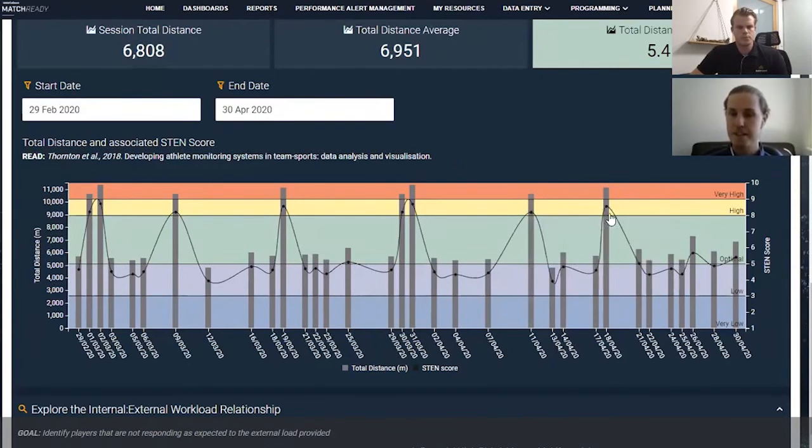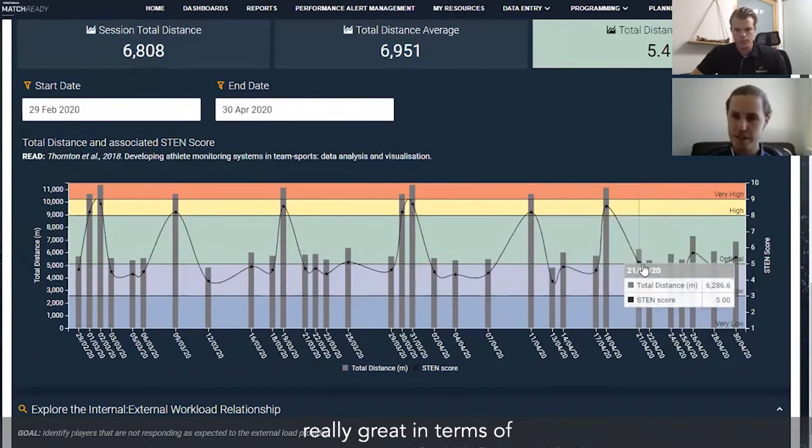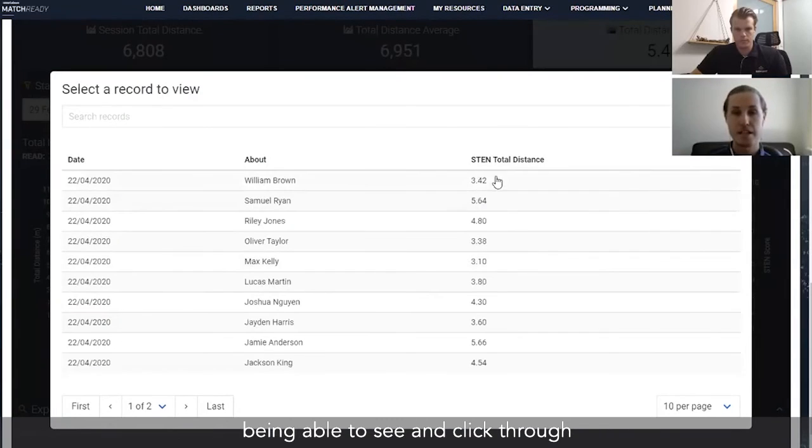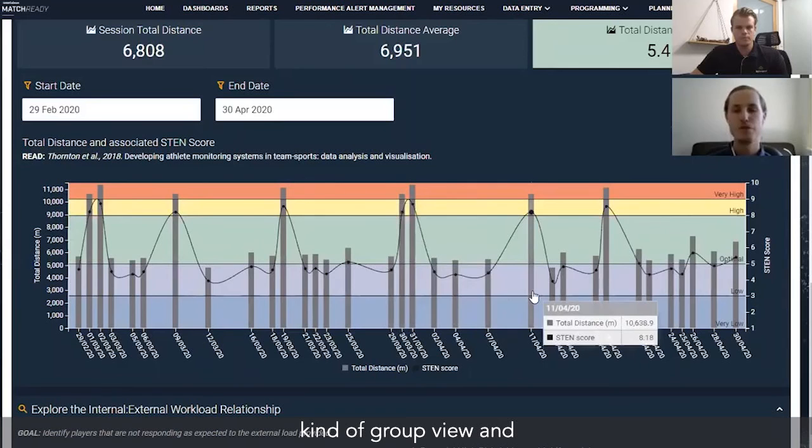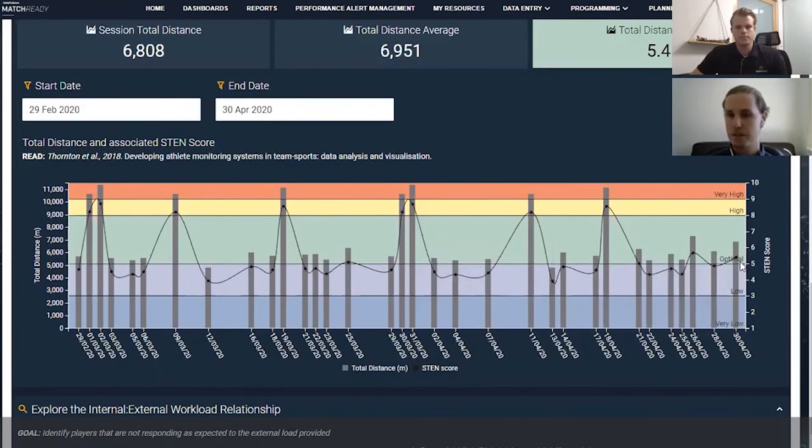Everything throughout the visualizations here is interactive as well, which is really great in terms of being able to see and click through and actually identify what individuals had responded in what way in terms of this information. So a really nice way to have the general group view, and then be able to click through and determine if someone is creeping that average up or whatever that may be.